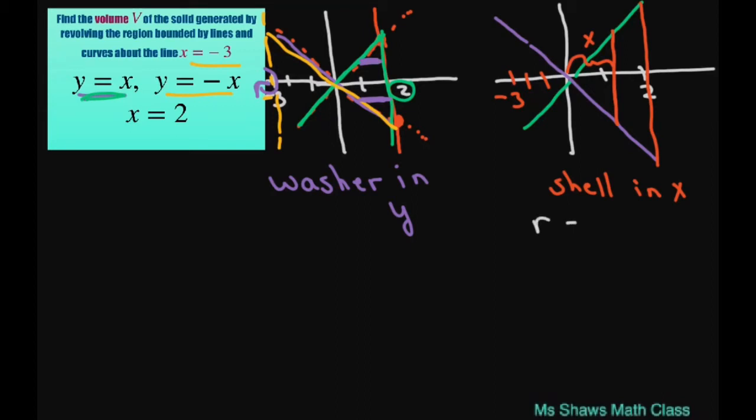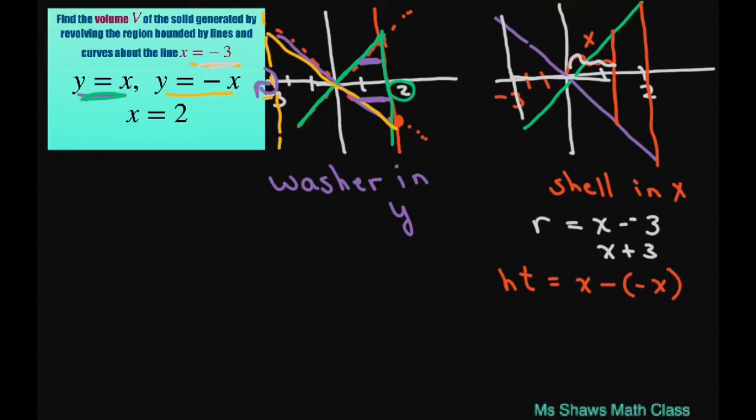Now the radius is going to be x, this x, and then we're starting at x equals -3 here, so it's x minus -3. So that's going to be x plus 3 because you're just subtracting these two. And then the height is going to be the difference between the lines y equals x and y equals -x. So your height is going to equal x minus -x. And that's going to give you 2x. And therefore, this method using the shell in x is going to be easier.